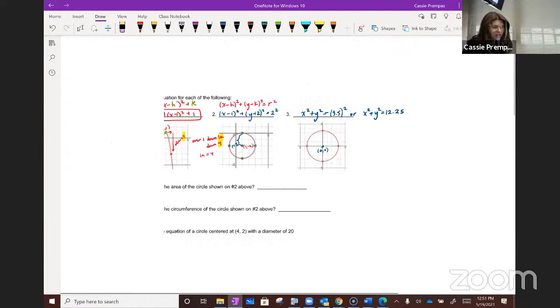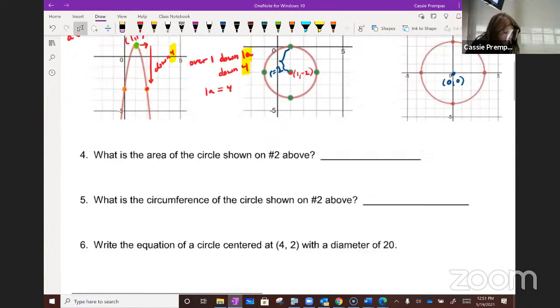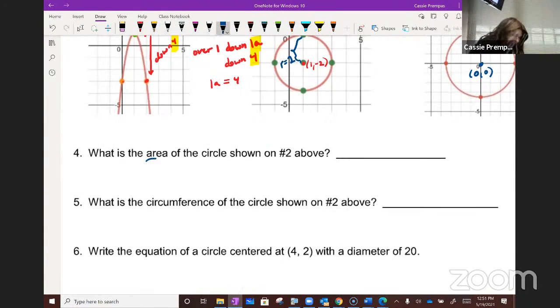All right. On to number 4. What is the area of the circle shown on number 2?